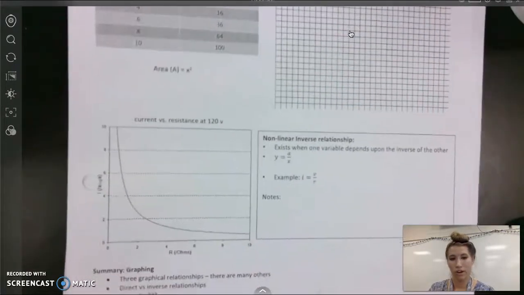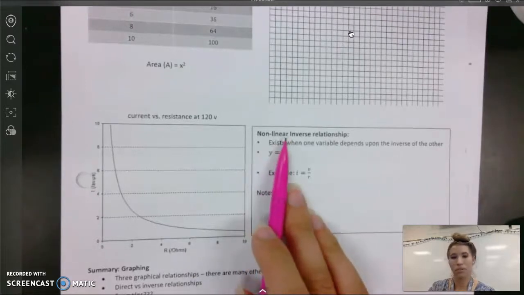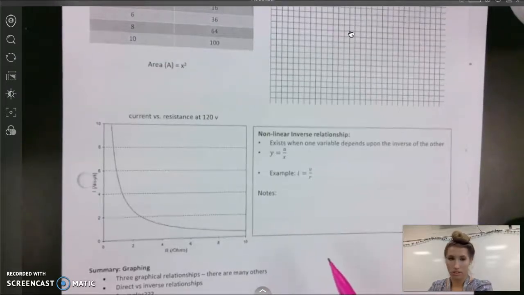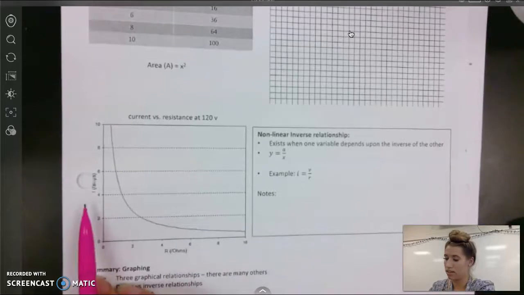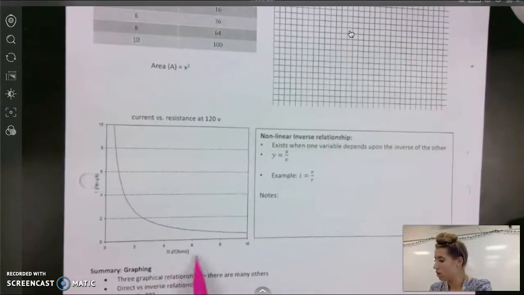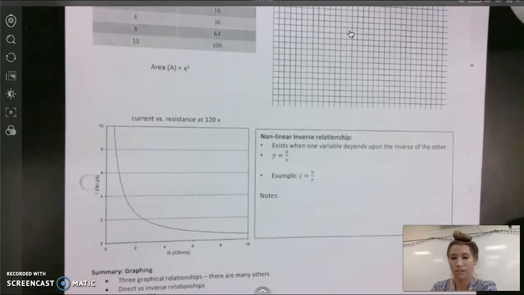When I look at this graph, it's nonlinear, but it's an inversely proportional relationship. How do I know this? Okay, we have our two variables. In this case, we have ohms, and then we have current. Okay, we worked with that equation, right?